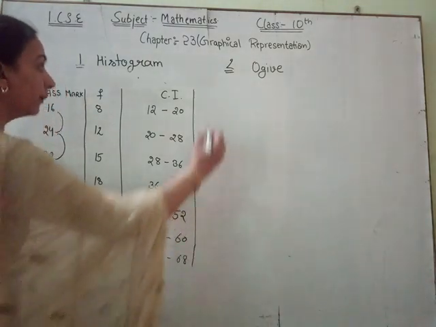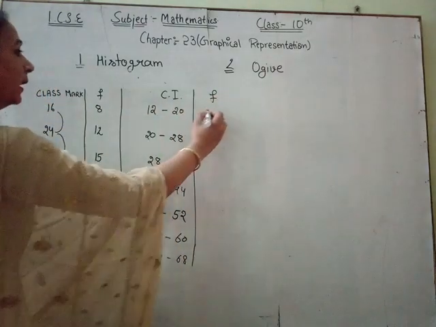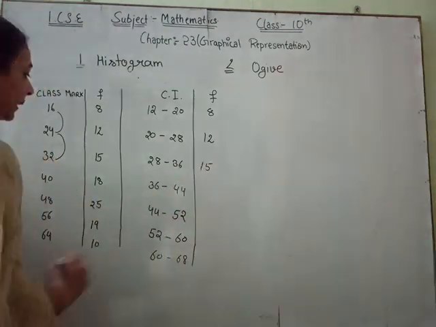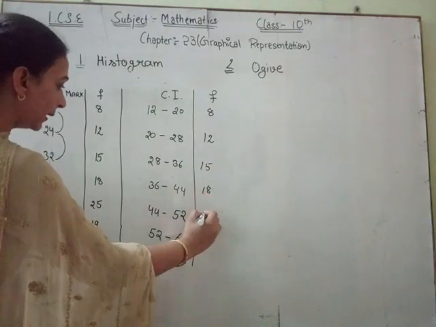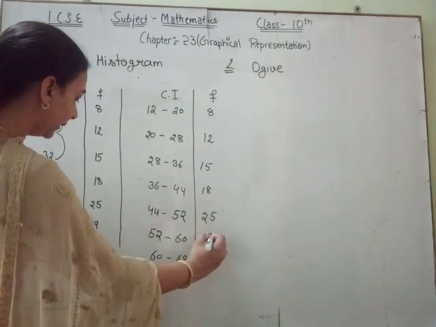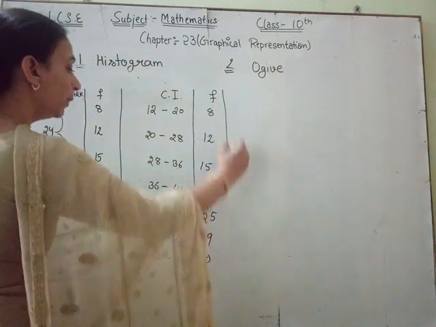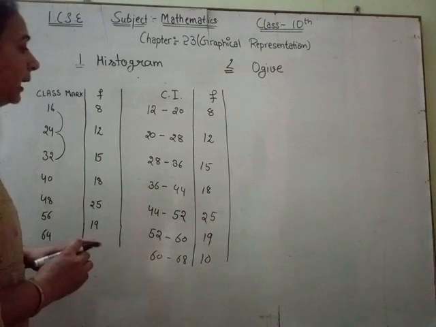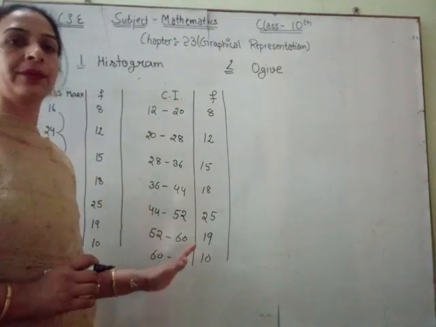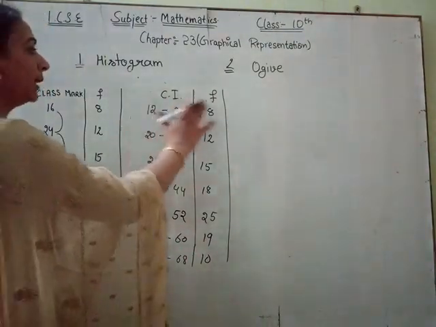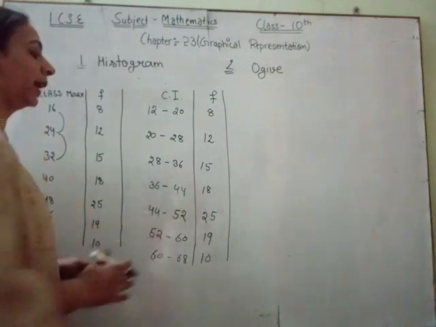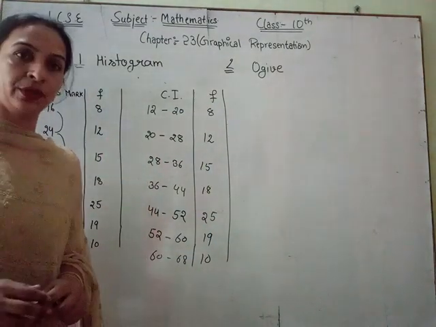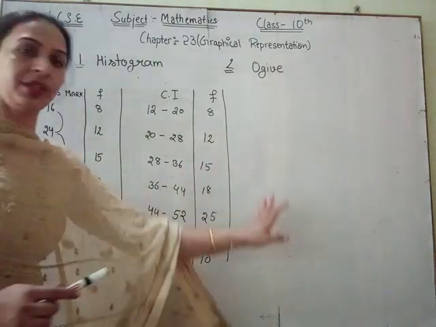This is the class interval, and the frequencies are the same: 8, next is 12, next is 15, next is 18, next is 25, next 19, and next 10. Student, we converted these class marks into class intervals, and this is the same question as the previous question: class interval and frequency given, then with the help of this class interval and frequency, make a histogram. Okay, this is the same question.